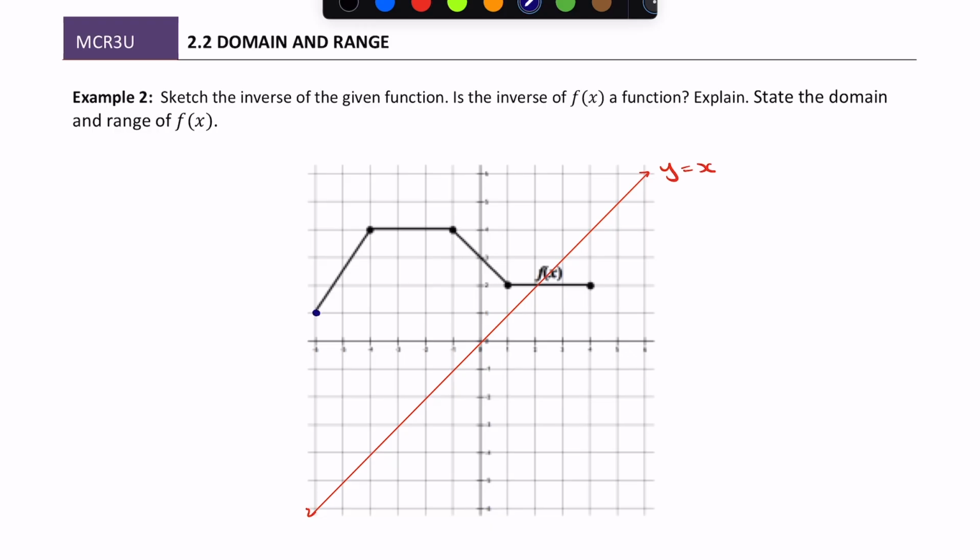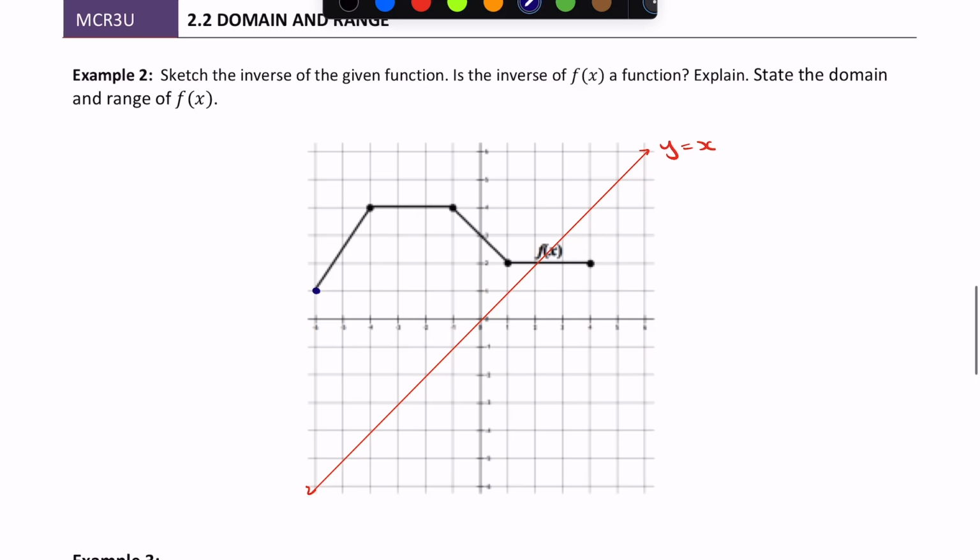So here, this would be -6 and 1. This here would be -4 and 4. This would be -1 and 4. This would be 1 and 2. And this last point here would be 4 and 2. And so what we'll do here is we'll just flip it.